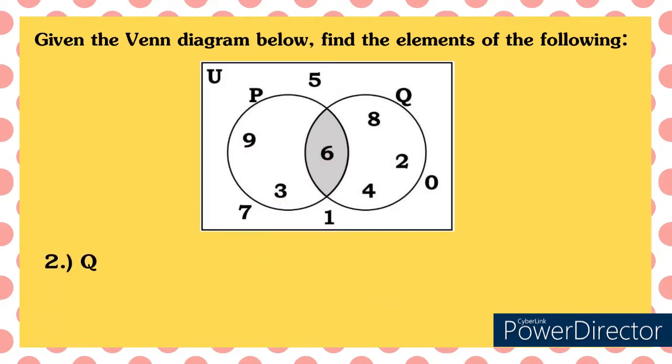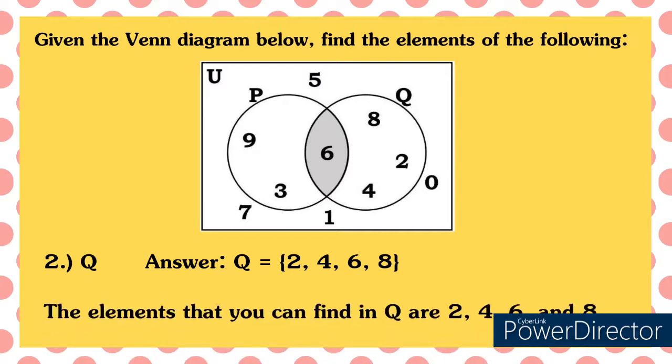Number 2, set Q. What are the elements found in set Q? We have 2, 4, 6, 8. So set Q is a set of elements containing 2, 4, 6, 8, because the elements that you can find in Q are 2, 4, 6, 8.